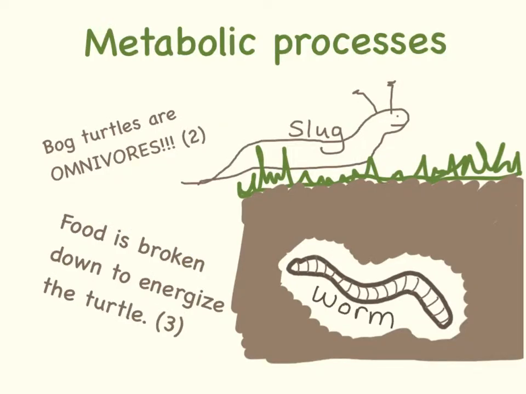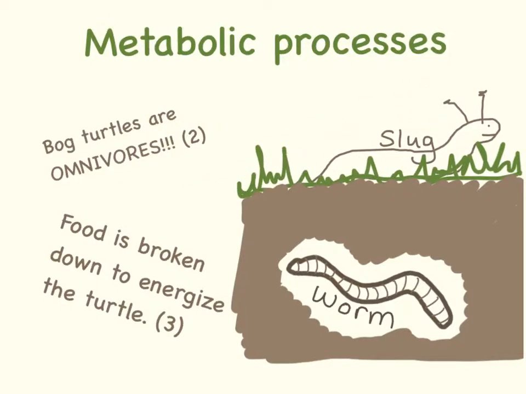Bog turtles are omnivores, meaning that they must get their energy from the wide range of foods that they eat. They primarily eat invertebrates, such as slugs, worms, and insects, but they also eat seeds and berries as well.